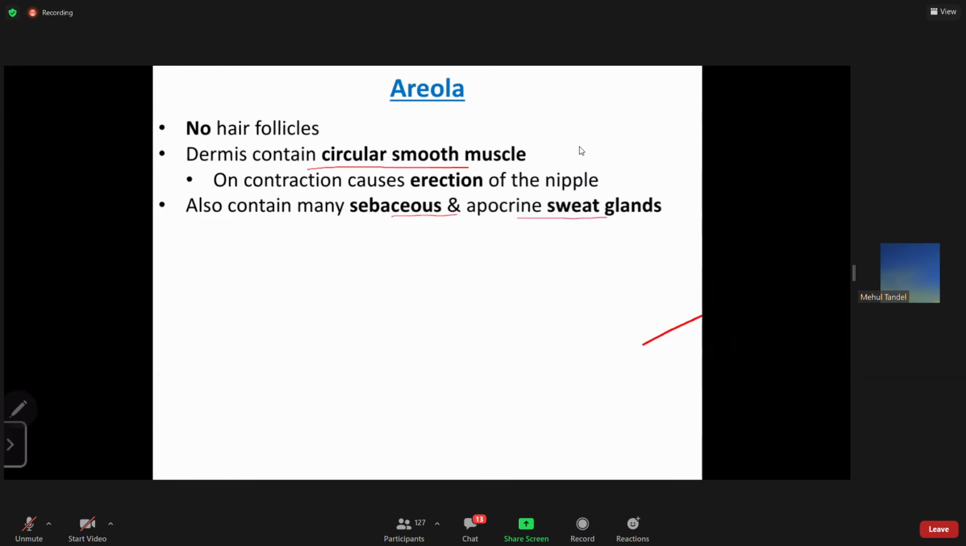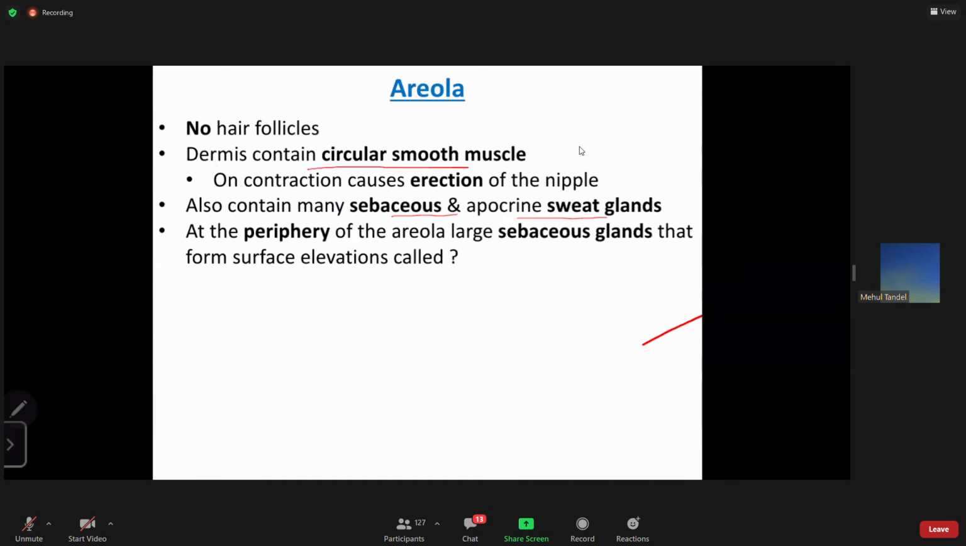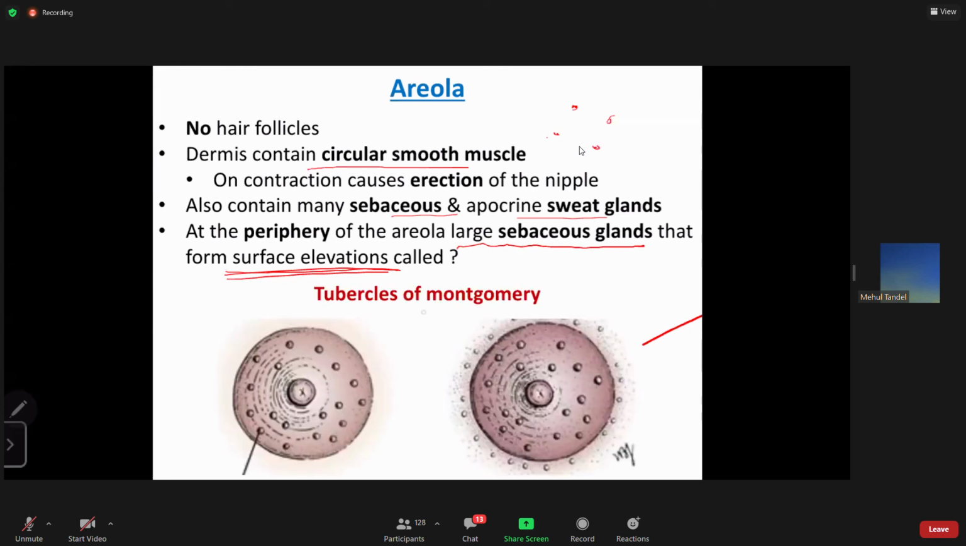Apocrine sweat glands, sebaceous glands and sweat glands. At the periphery of the areola, there are large sebaceous glands which produce surface elevations like this. These are known as the tubercles of Montgomery. Montgomery is the name of the scientist who discovered this. Clear? You can see all the tubercles. Just remember, it is only enlarged sebaceous glands in the areola.